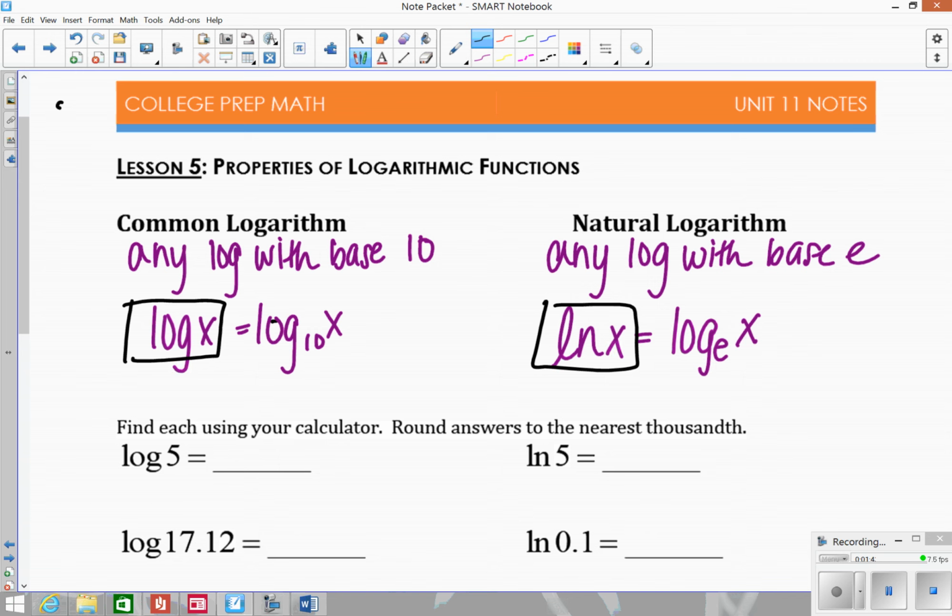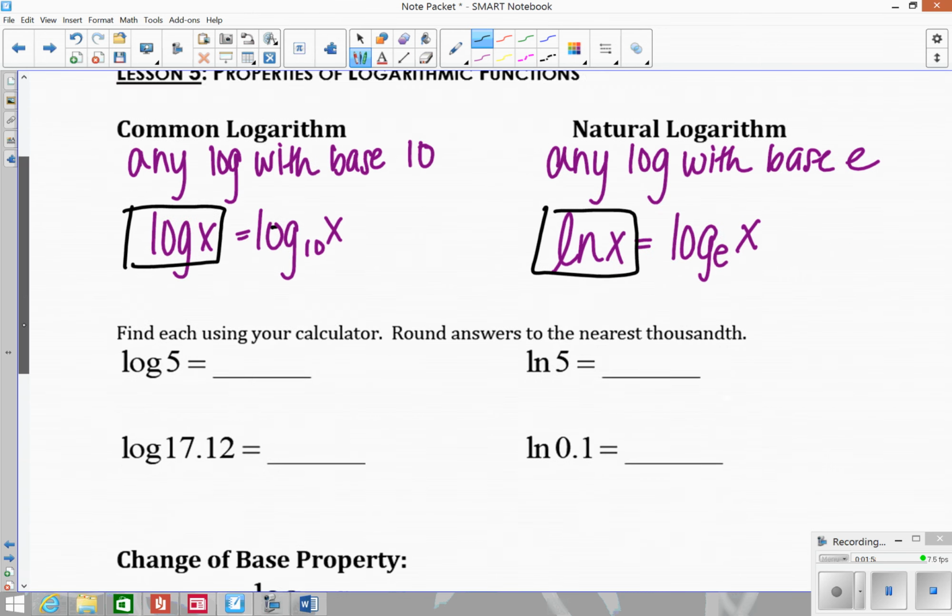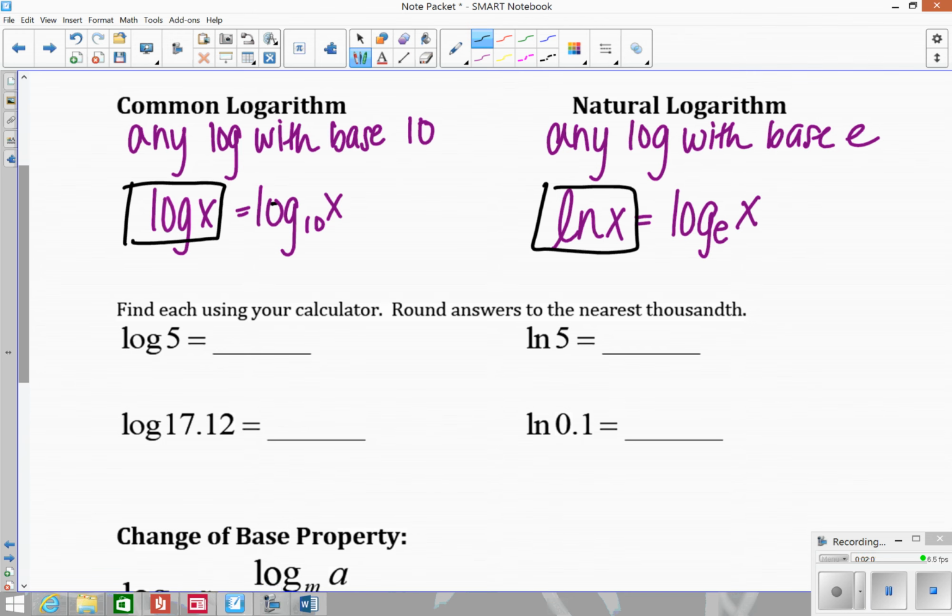Otherwise, if it's not one of these two, then it'll have the format log with some other number as the base. Log base 10 comes from 10 to the x. It's the inverse of 10 to the x. Natural log is the inverse of e to the x. So let's look at evaluating some of these just so you get comfortable with it.